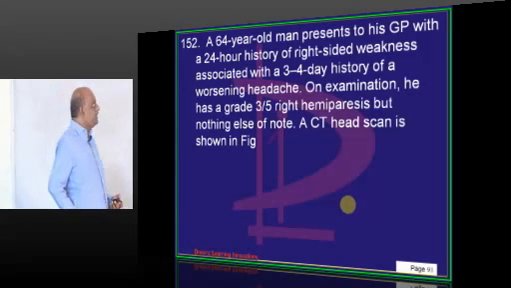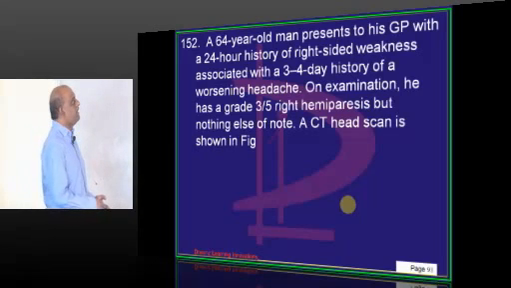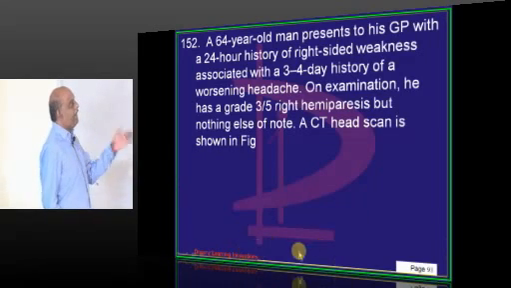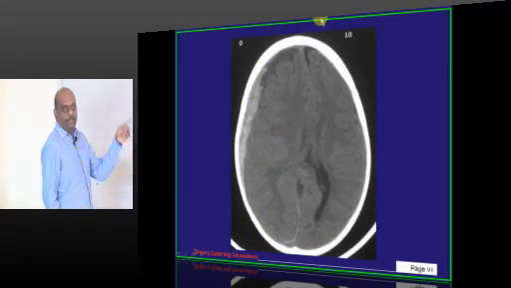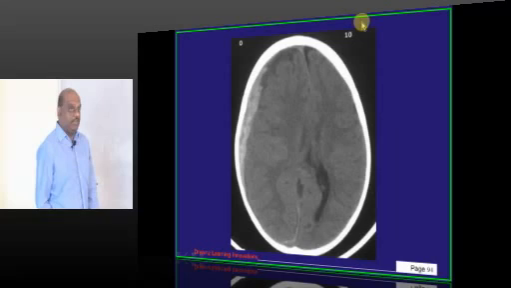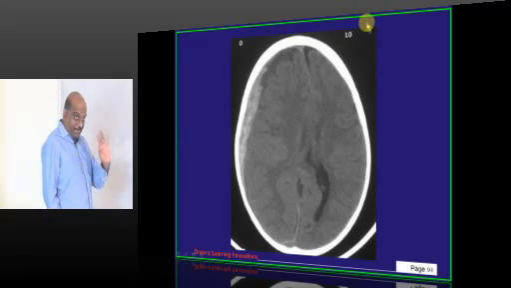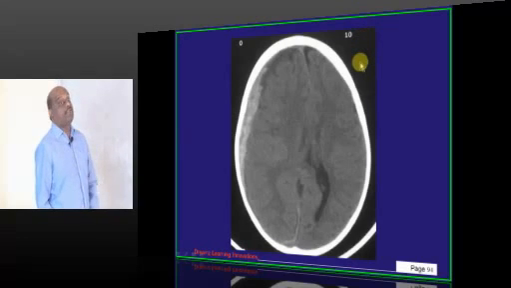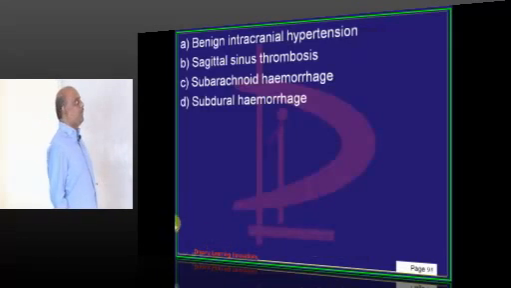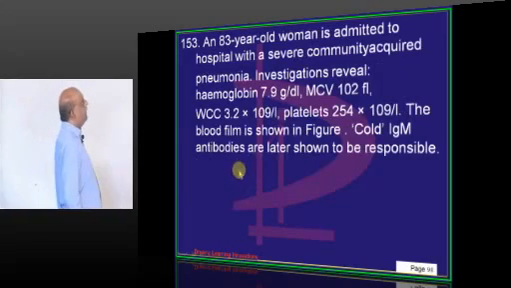A 64-year-old with right-sided weakness, 3 to 4 day history of worsening headache, and on examination has right hemiparesis, and CT shows a strip of bleed. An elderly person without history of trauma, with no lucid interval, presenting like dementia. That is all suggestive of a venous bleeding, which is a subdural hematoma, is what you have to basically remember.